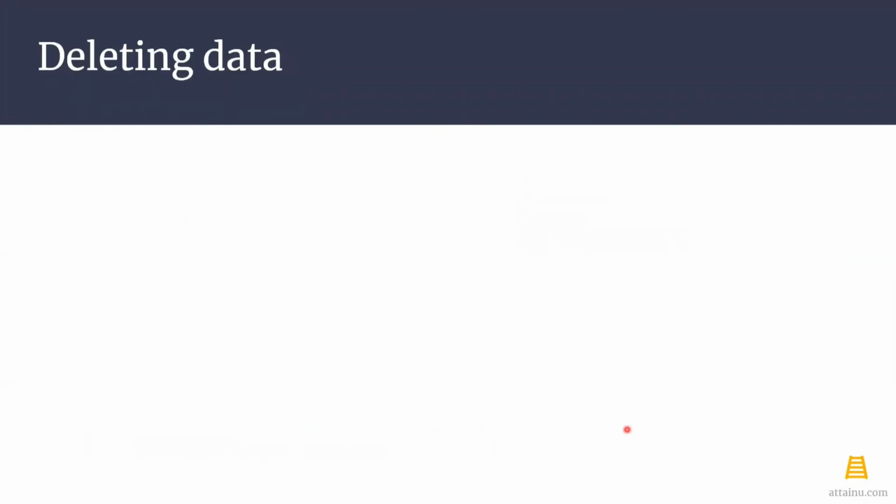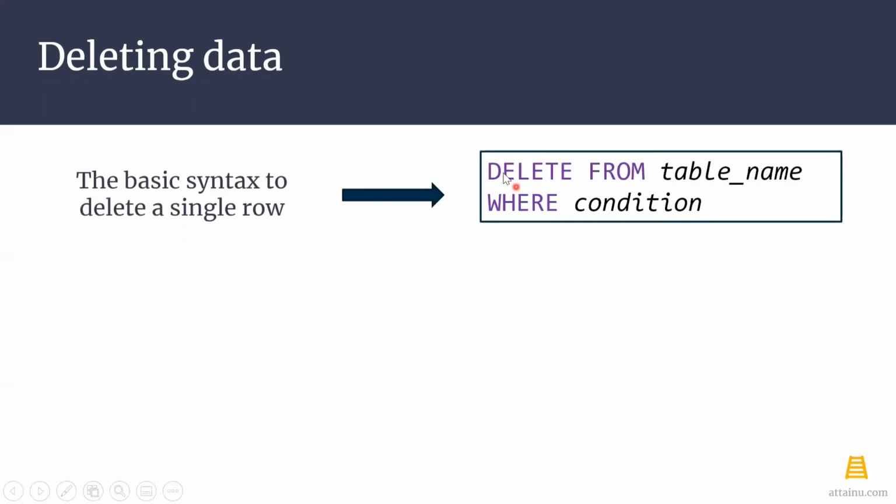So now let's look at how we can delete data. You want to get rid of rows that you don't need anymore. So the basic syntax to delete a single row is this. You say delete from table name where condition.